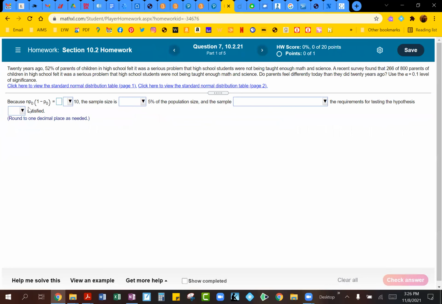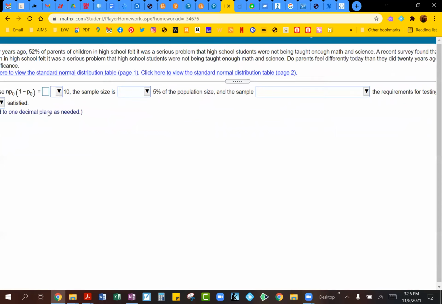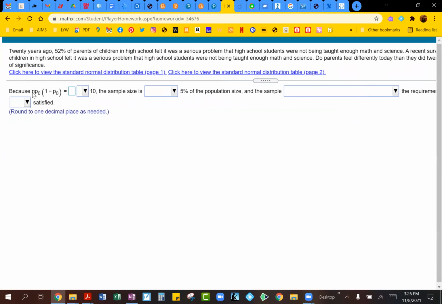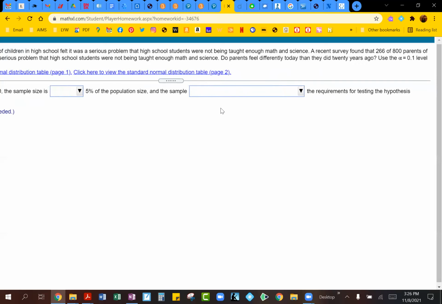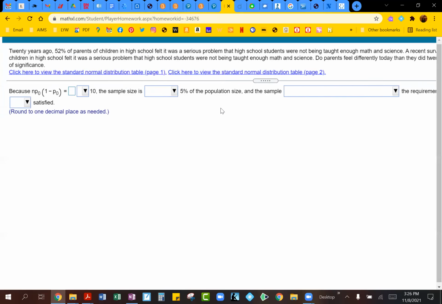So in this case, they're asking us to start out by checking to see if we are meeting the requirements for hypothesis testing. So again, they're having us do n times p sub 0, which is your initial probability, times 1 minus p sub 0. This number has to be larger than 10 to meet the requirements. Your sample size has to be less than 5% of the population. And, of course, you have to have a random sample.